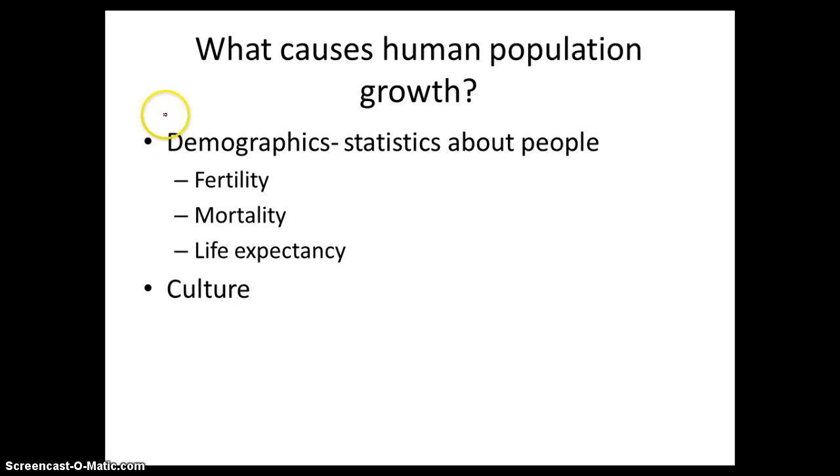One is demographics, and a demographic is first and foremost a vocabulary word that you need to know. But the definition of it, a demographic is any kind of statistic about people. And so this is like what our census collects. As far as growth goes, the demographics that we are interested in, and we're going to go into more detail, are fertility, mortality, and life expectancy.